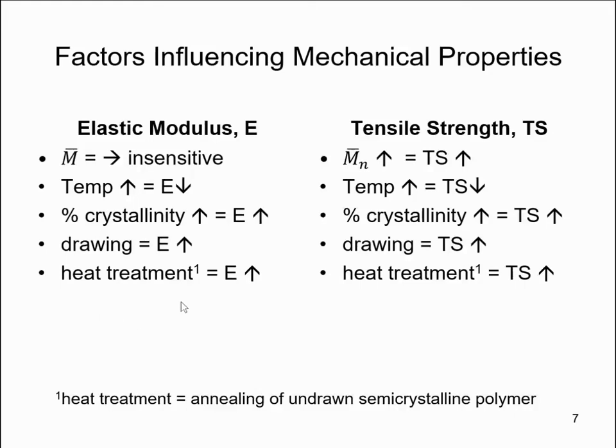If you heat treat, and here heat treat means to anneal an undrawn semicrystalline polymer, it's observed that the modulus goes up and the tensile strength goes up. And there seem to be different reasons for this depending on the polymer. One thought is that as you undergo the heat treatment, you're getting rid of some defects in the material, making the crystalline regions have fewer defects in them, and you may also be increasing crystallinity.